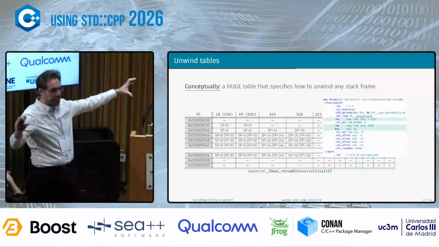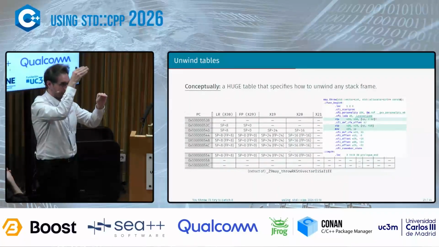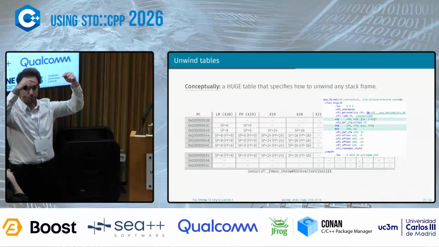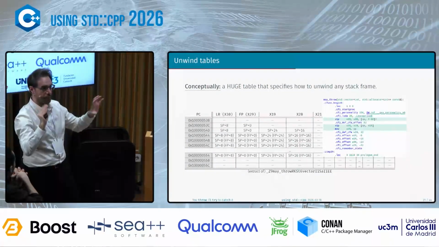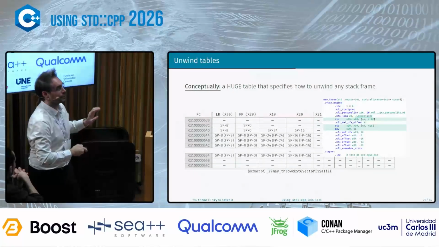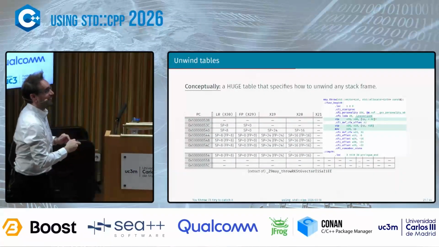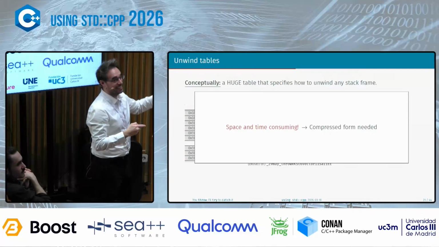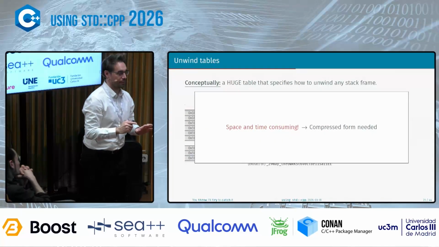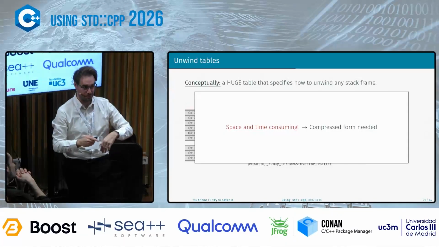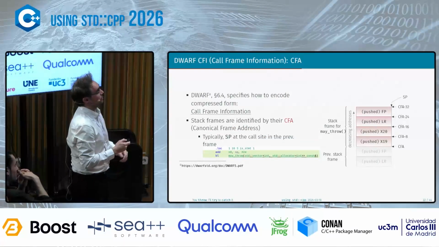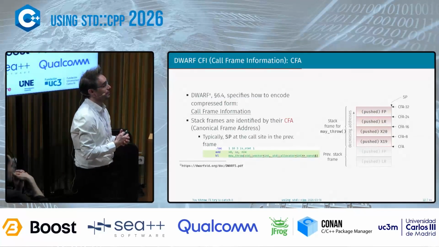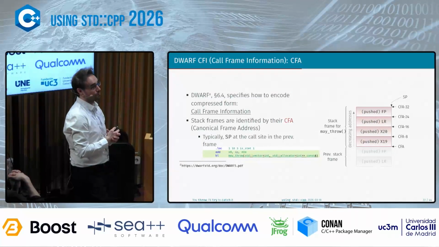You have some big table, which could be several gigabytes, that tells you for each of the program counter values, okay, I have this and this and that in this position of the stack. Conceptually, it's this way. But in reality, it works a bit differently. We will see now. So basically, this is very space and time consuming. So we need a compressed form, and that's where the DWARF standard comes in, actually the section about call frame information.